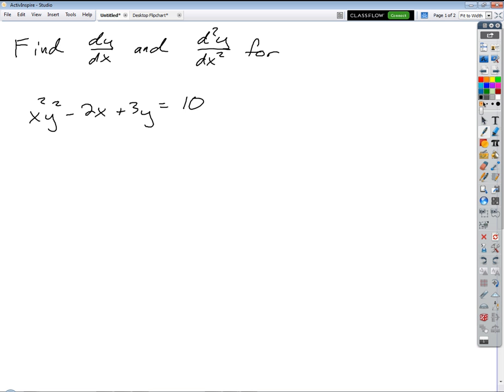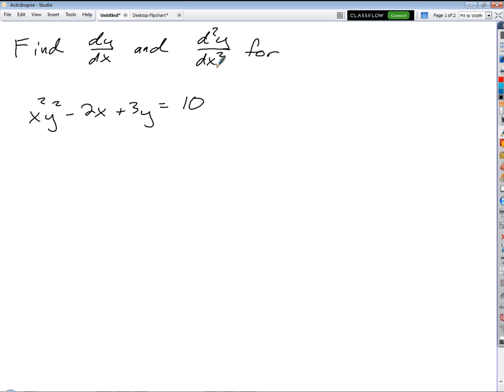So we're supposed to find dy dx and what's that other thing mean? What's that? Okay. Y double prime, aka second derivative, right? Just a different notation for it.